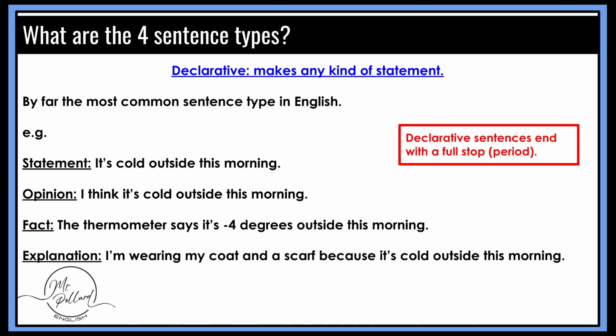And they come in different forms, I guess. One would be a statement. For example, it's cold outside this morning. Another might be opinion. I think it's cold outside this morning. Another one would be a fact. The thermometer says it's -4 degrees outside this morning. Explanation. I'm wearing my coat and a scarf because it's cold outside this morning.